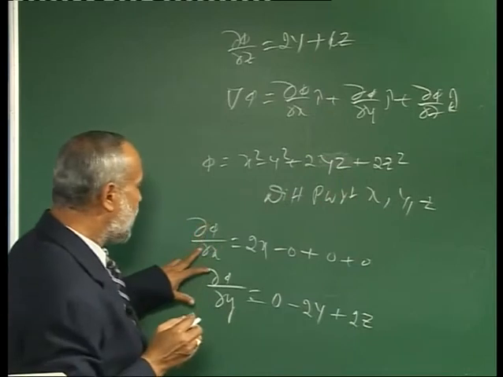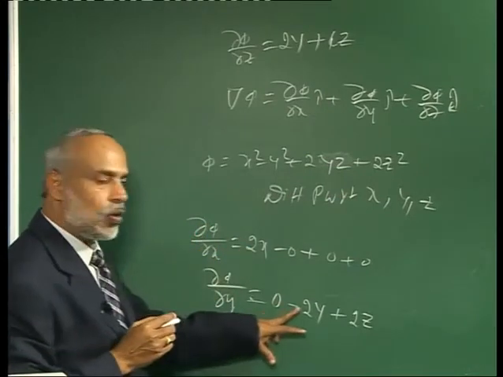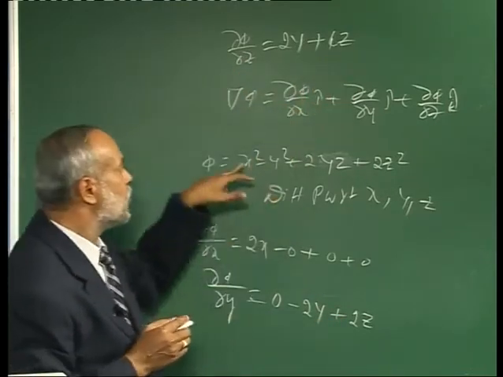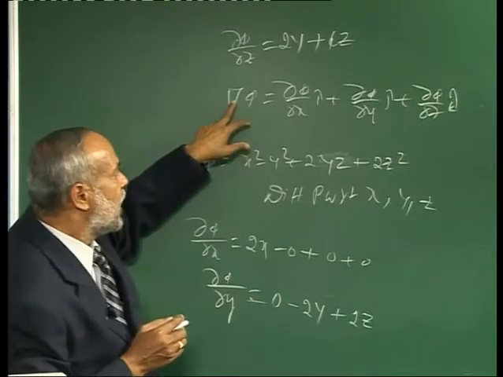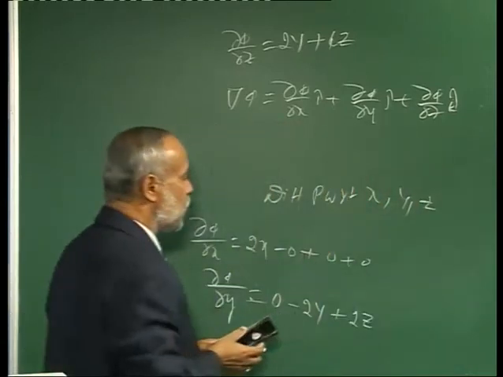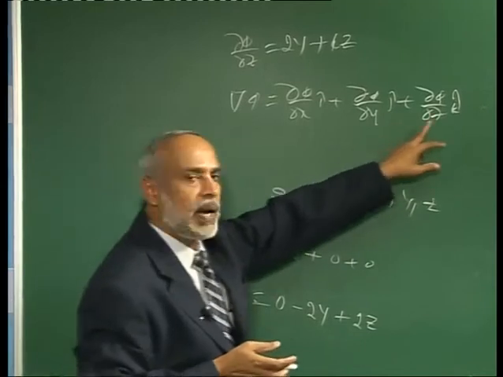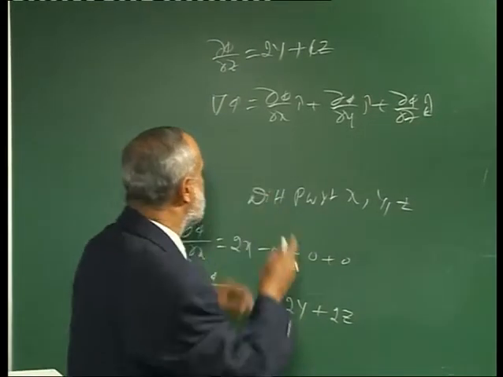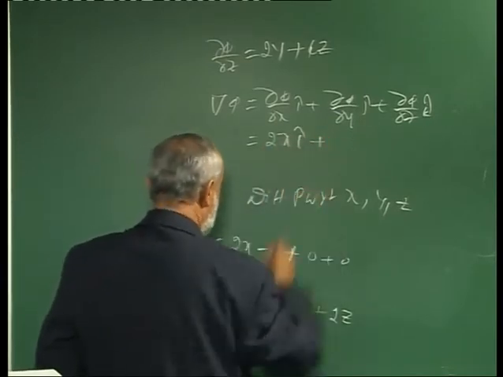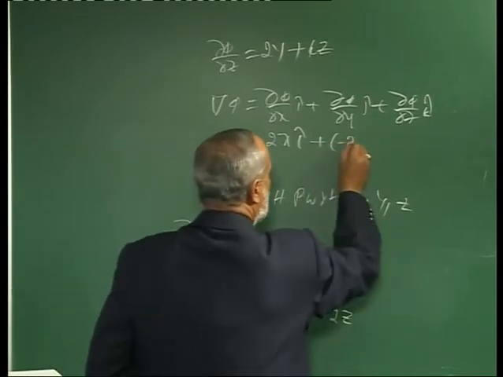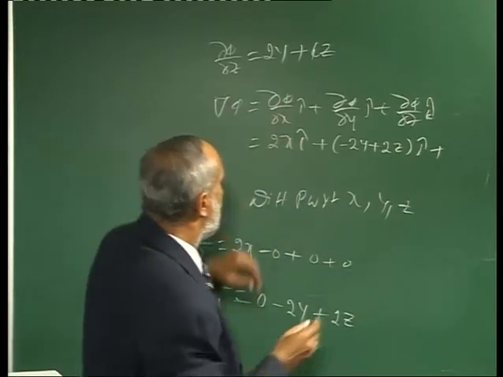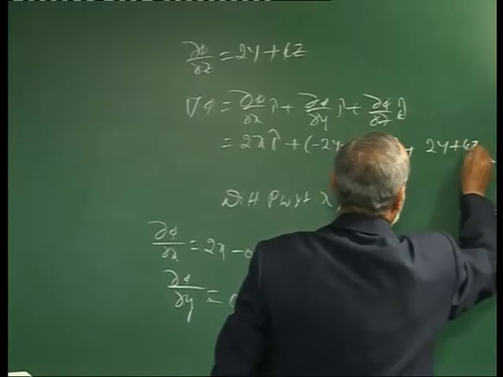So dou phi by dou x is equal to 2x, dou phi by dou y is equal to minus 2y plus 2z, and dou phi by dou z is equal to 2y plus 4z. You can substitute these in the gradient of phi formula. Gradient of phi is equal to dou phi by dou x into i cap plus dou phi by dou y into j cap plus dou phi by dou z into k cap, which is 2x i cap plus (minus 2y plus 2z) j cap plus (2y plus 4z) k cap.